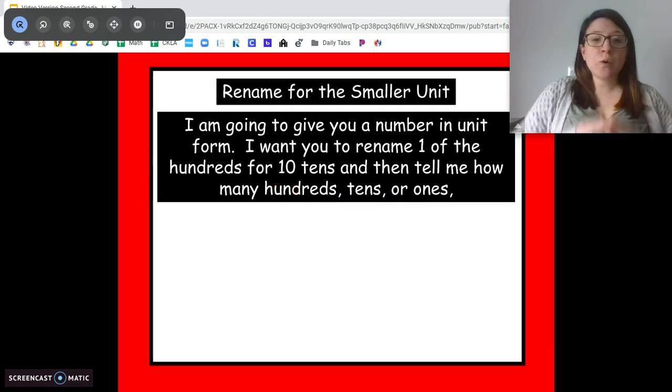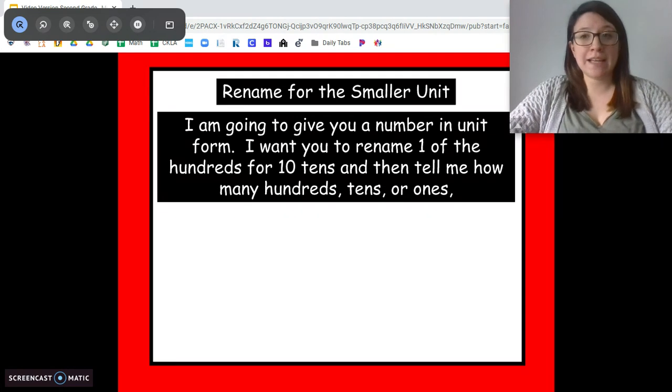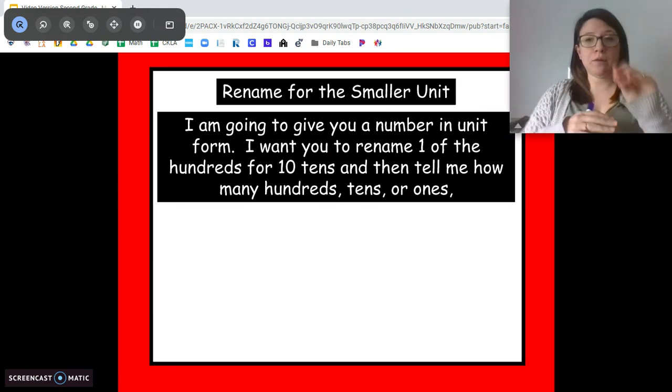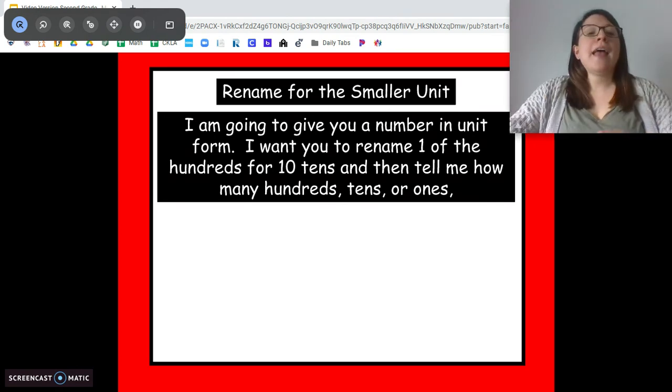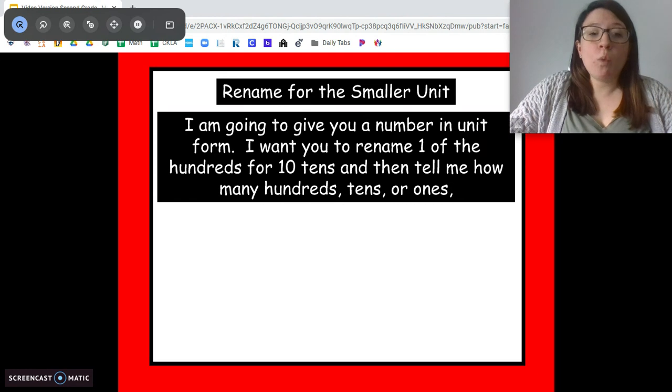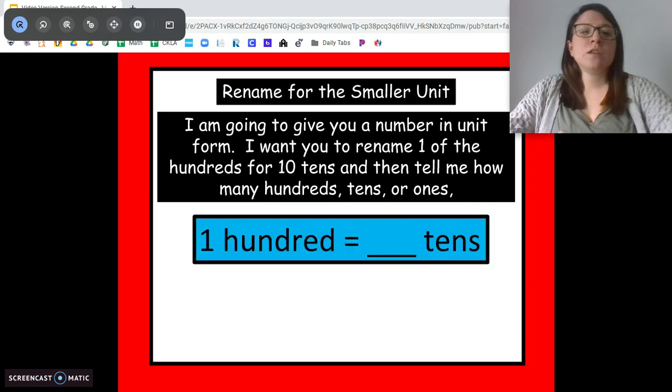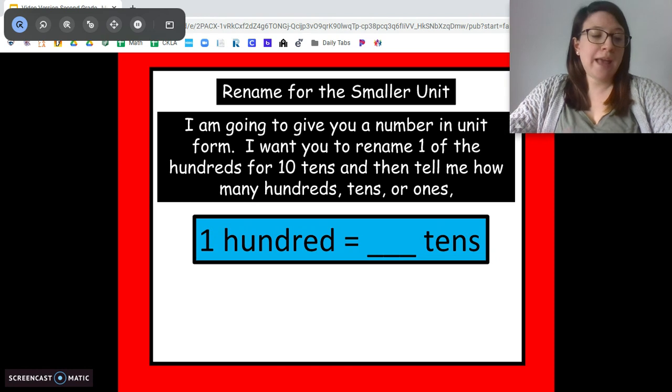Let's start off with reviewing tens and ones. I'm going to give you a number in unit form. Remember, unit form is when I give you the number of tens and the number of ones. And then I want you to rename one of the hundreds for 10 tens, and then tell me how many hundreds, tens, and ones are left over. Okay? So 100 would be how many tens?